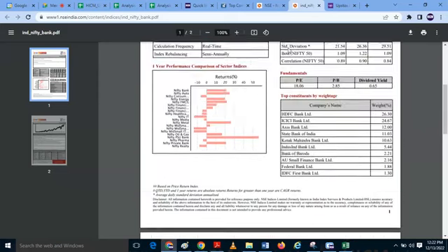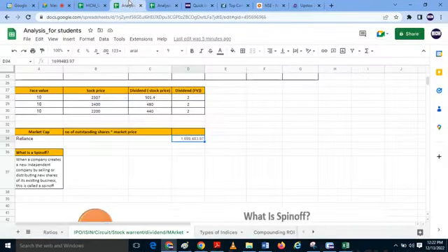Okay, so these are the other things which I have told you. Again, I will go to my model once and check how it is working out.